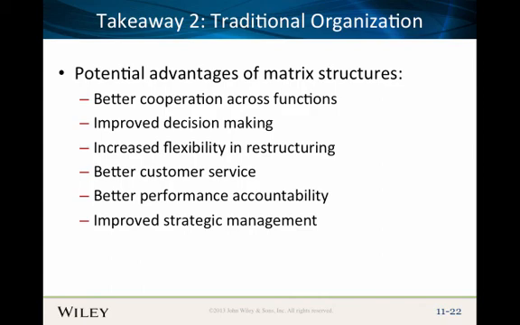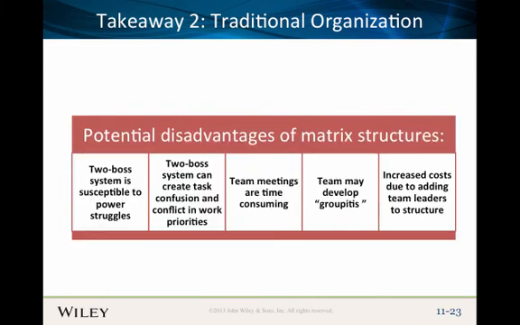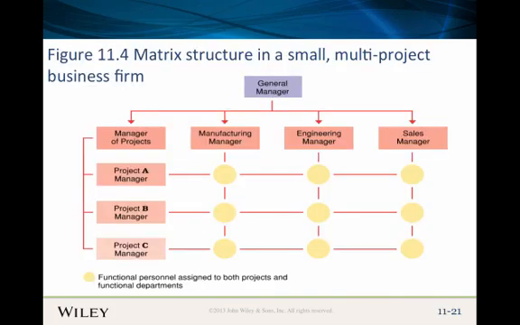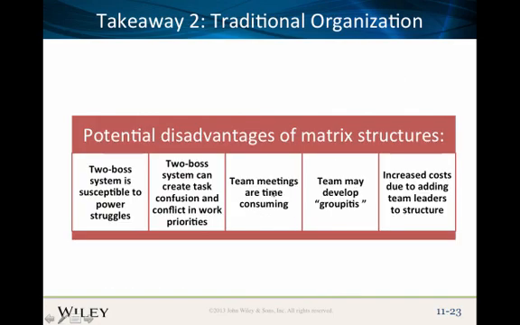But just like divisional and just like functional, you have problems. And one of the major problems that come about from matrix structures is this two-boss system. This two-boss system is created because you have persons. Let me go back to that diagram. The yellow guy here has two bosses. He's got a manufacturing manager that he answers to, and he's got a Project A manager that he answers to. Well, what's the problem with that? Well, the problem is that there's often power struggles between those bosses.